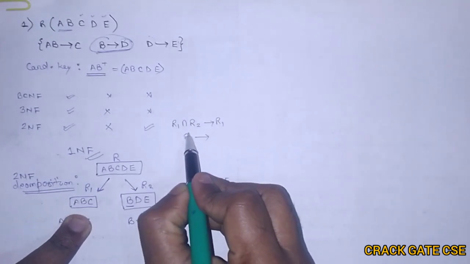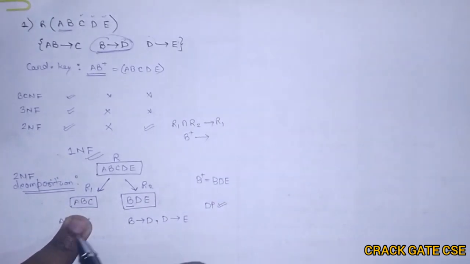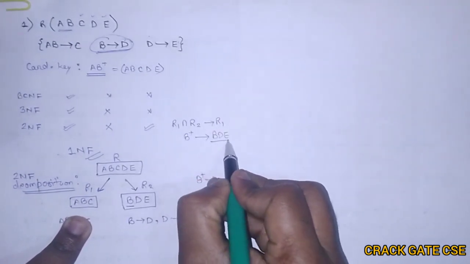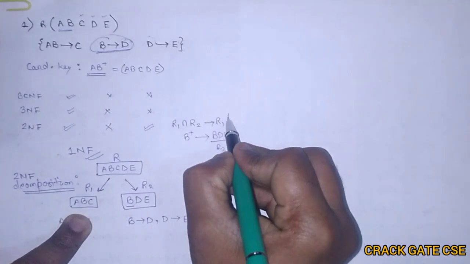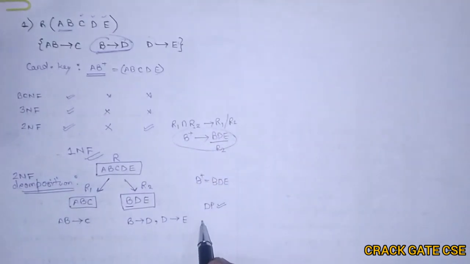Now check whether the B closure is giving us any of these particular things. If you find the B closure, it will be giving B, D, E, which is nothing but R2. It can be either R1 or R2. So by this we got to know that it is also satisfying the lossless join decomposition.